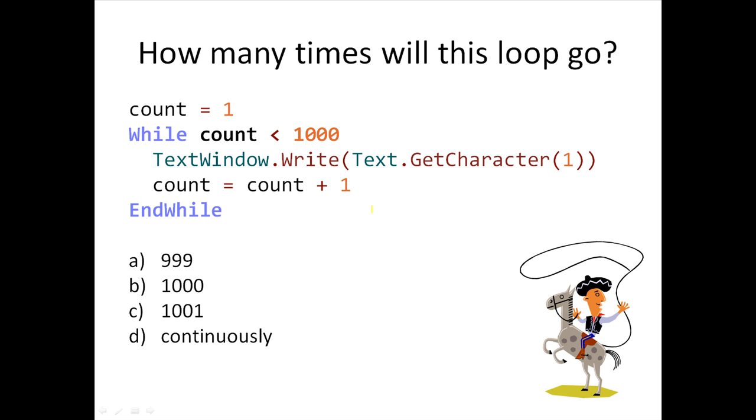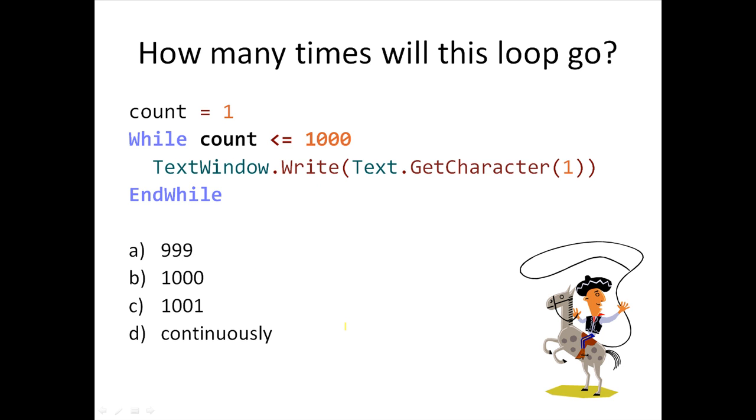Okay, how about this? I start counting at 1, and we're going up to basically 999, because this is less than 1,000. It's not less than or equal to 1,000. So I start counting at 1. I stop at 999. How many times is that? 999, right?